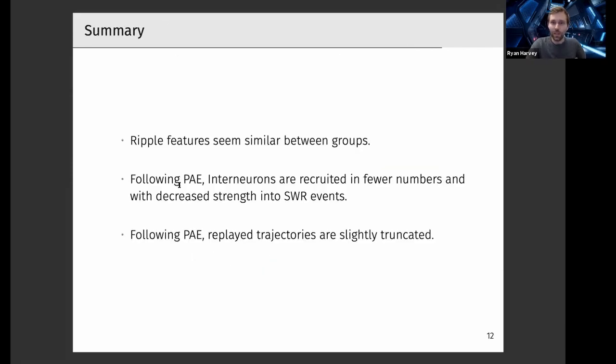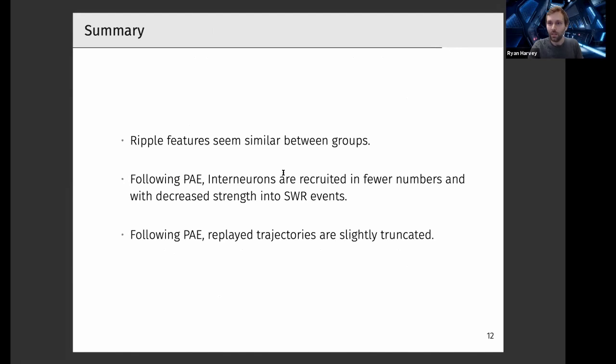Okay, to summarize all those findings, first, the ripple features seem pretty similar between the 2 groups. Also, the interneurons are recruited in fewer numbers and with decreased strengths into the sharp wave ripples. And finally, the replay trajectories are slightly truncated.